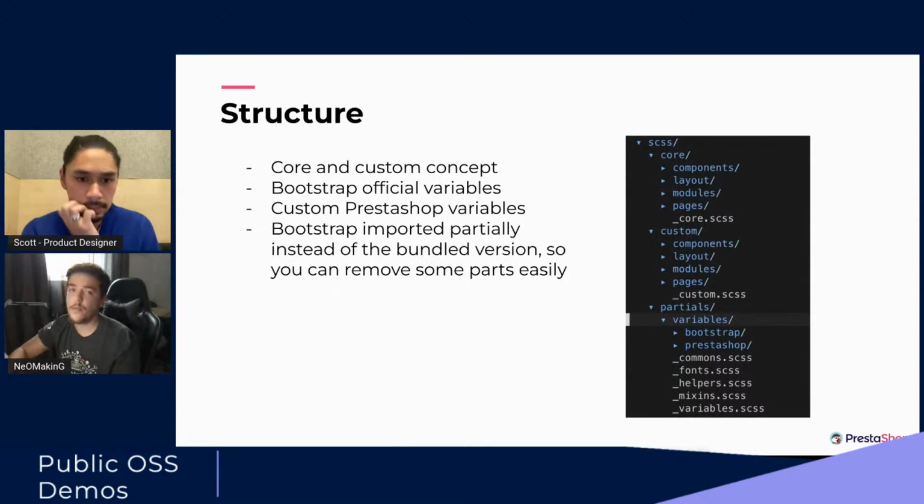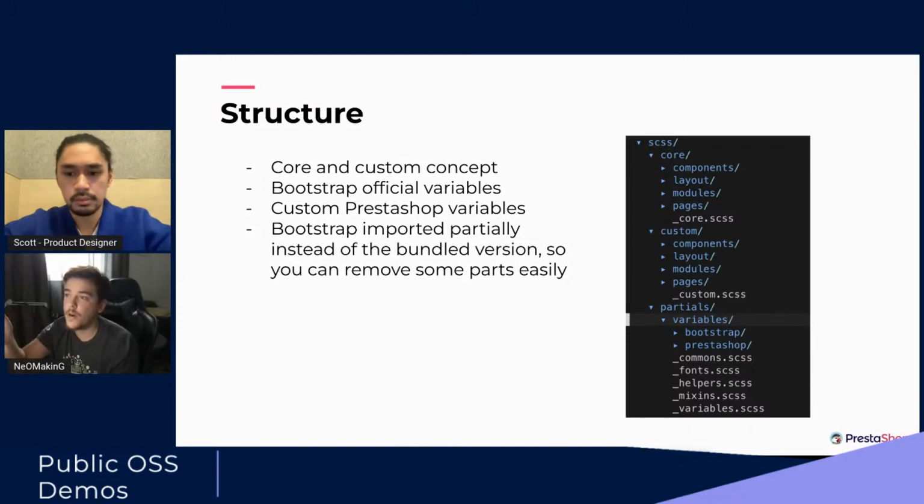So let's speak about the current structure of the theme. Actually, we have a concept with a core folder and a custom folder. The core folder contains basic styles that you need in order to run the theme. So it's the starter, it's the basic things. And the custom folder contains every PrestaShop style that we need in order to have the scoped mockups used with the theme. It means that if you remove this part, you will just have a basic Bootstrap raw theme working and not the PrestaShop styles anymore.